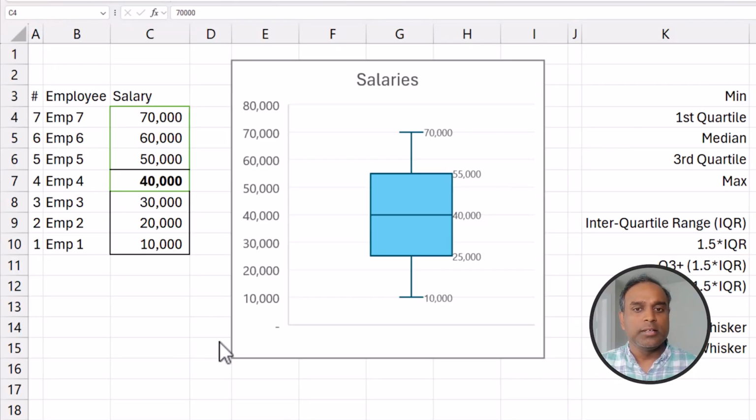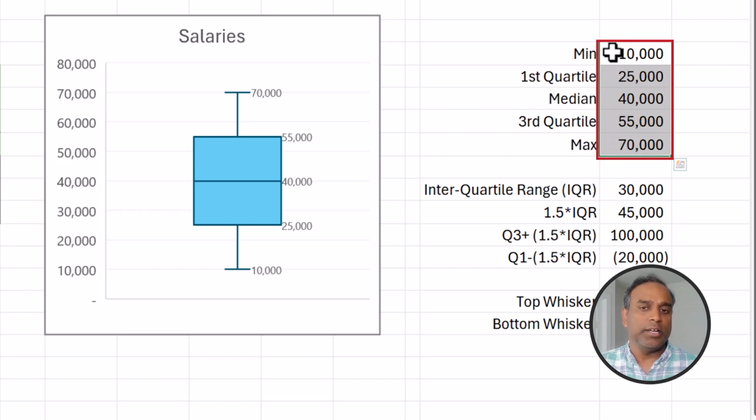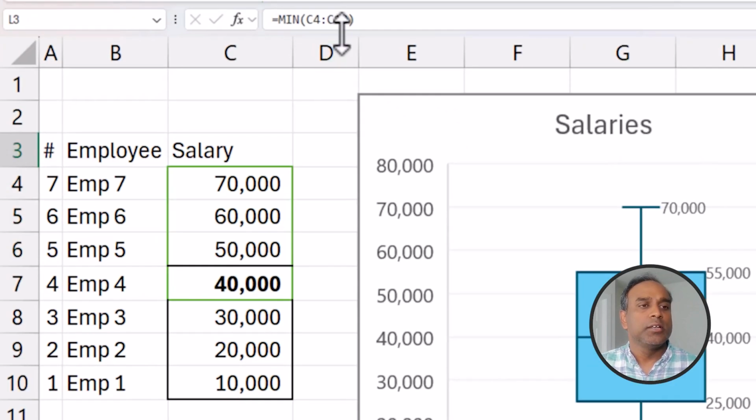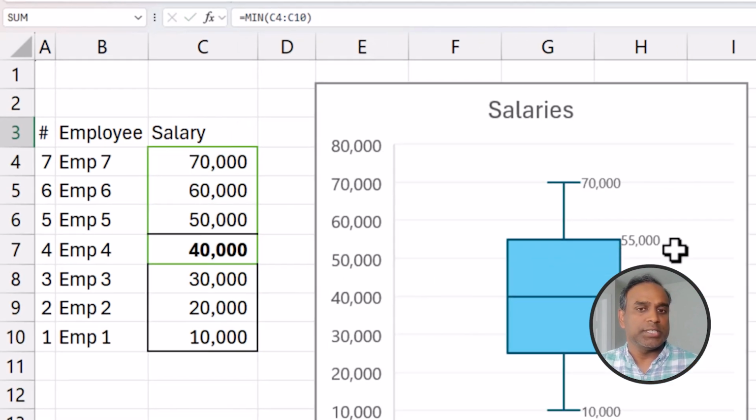Now, the 5 important numbers that I mentioned in the previous section for a box plot are the minimum, the first quartile, median, third quartile, and then the maximum. So these points can be calculated using simple Excel formulas. So I can do a minimum function to calculate the minimum salary out of my 7 salaries.